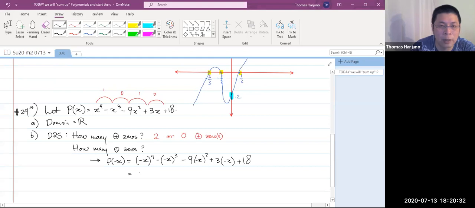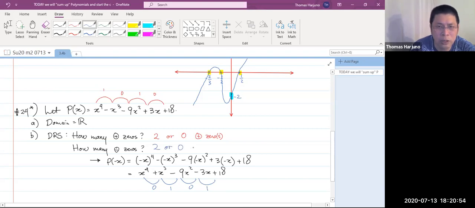So P of negative x is x to the 4 plus x cubed minus 9x squared minus 3x plus 18. The number of times the sign changes: 1 time, 2 times. So 2 or 0 negative zeros. That's the Descartes rule of signs.